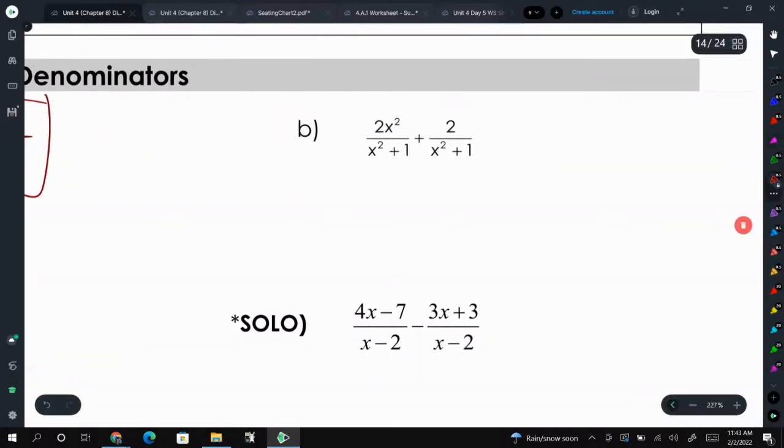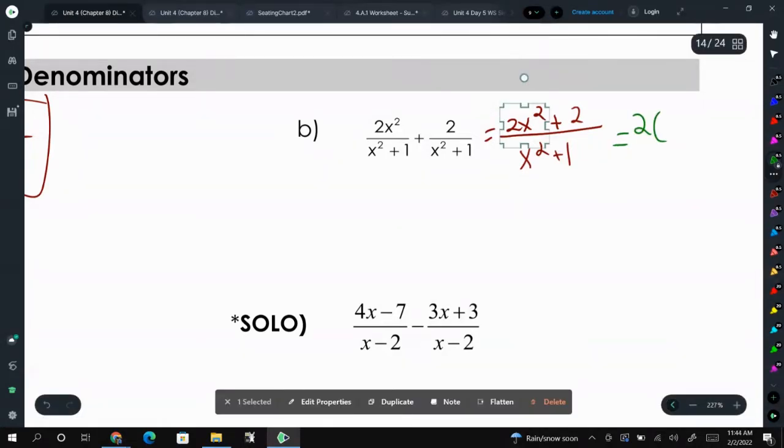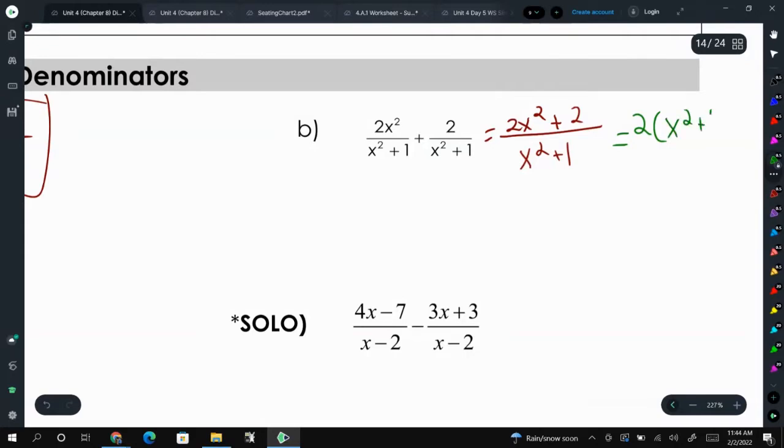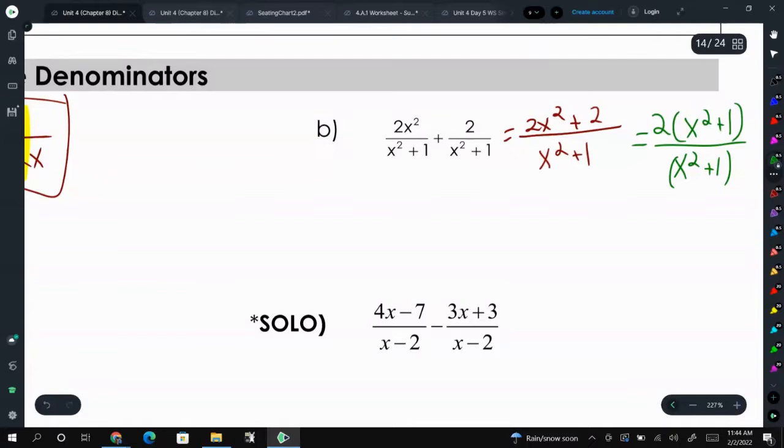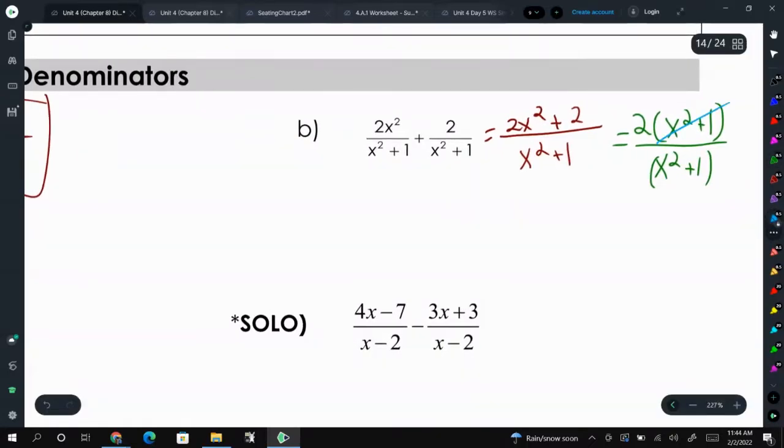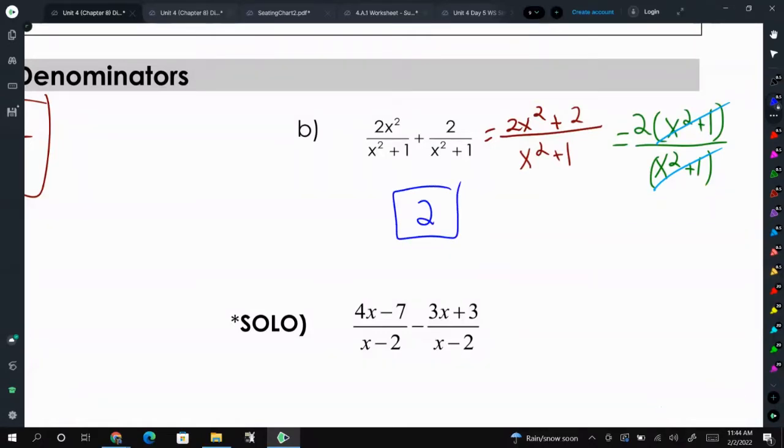Letter B, our denominators are the same already. So we're going to do 2x squared plus 2 over x squared plus 1. We can factor the top. You can take a 2 out, and we're left with x squared plus 1 over x squared plus 1. And because we have the same thing on the top and bottom, we know that we can cancel those off, and this is just going to leave us with 2. So that's why we want to factor things after we add or subtract.